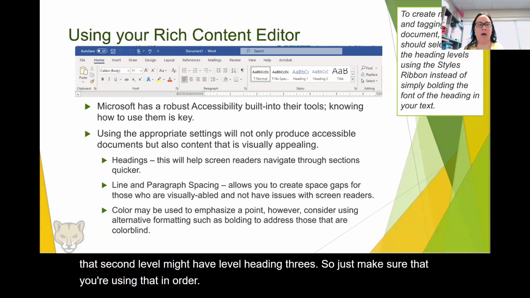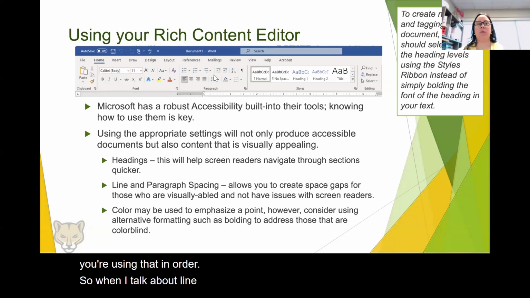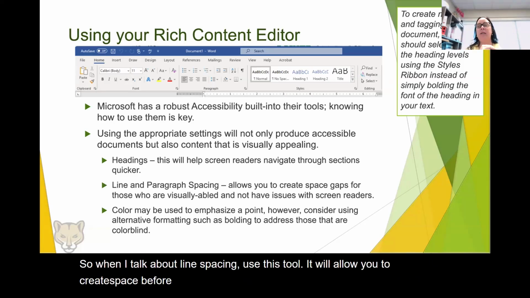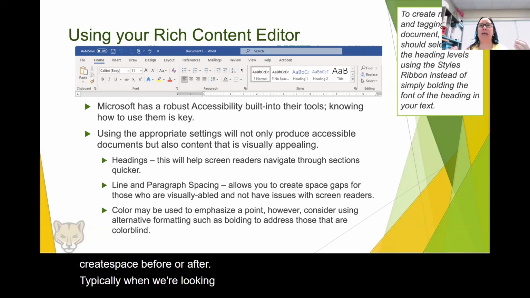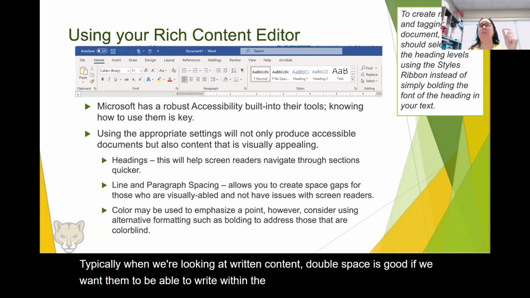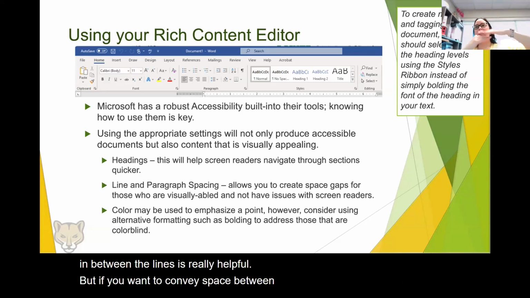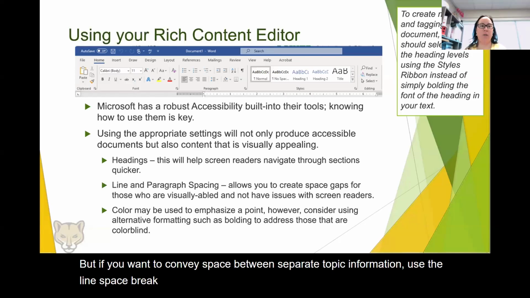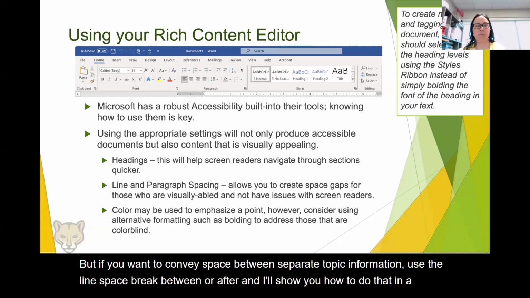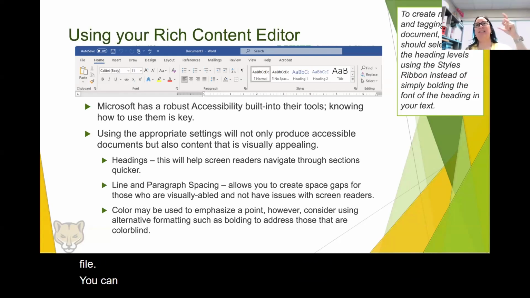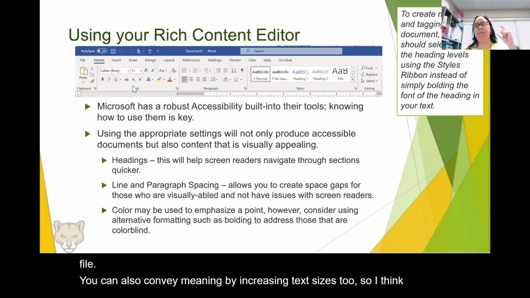So when I talk about line spacing, use this tool. It will allow you to create space before or after. Typically, when we're looking at written content, double space is good if we want them to be able to write within the margins. At the minimum, 1.5 spacing between the lines is really helpful. But if you want to convey space between separate topic information, use the line space break before or after. And I'll show you how to do that in a Word file. You can also convey meaning by increasing text sizes, so I think we're familiar with that one.